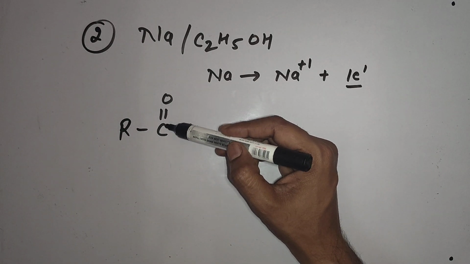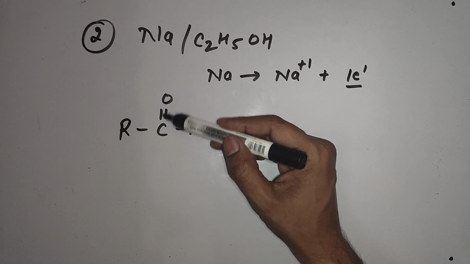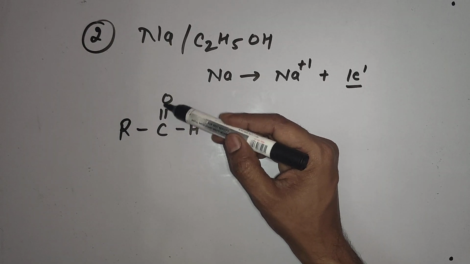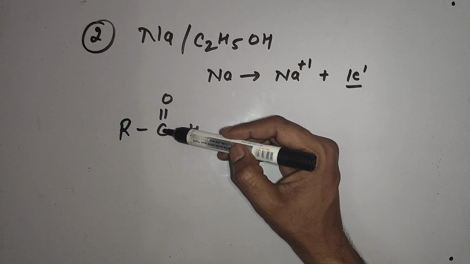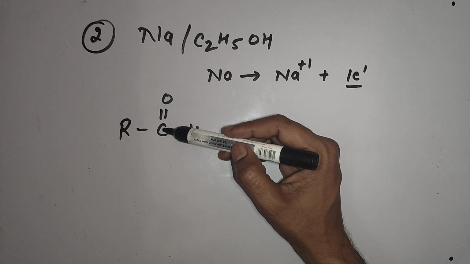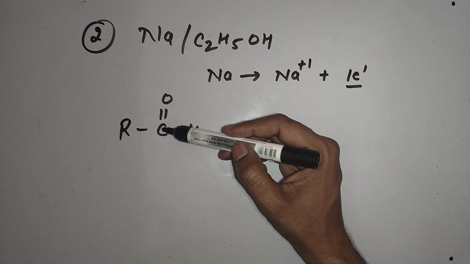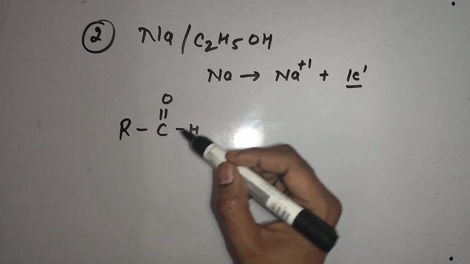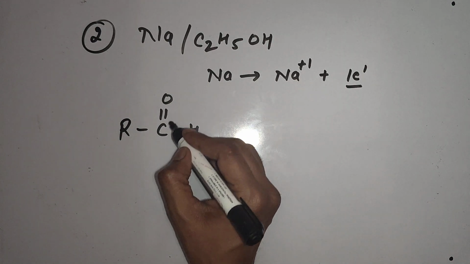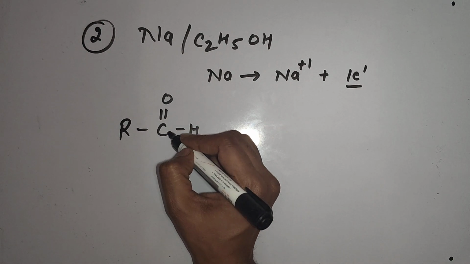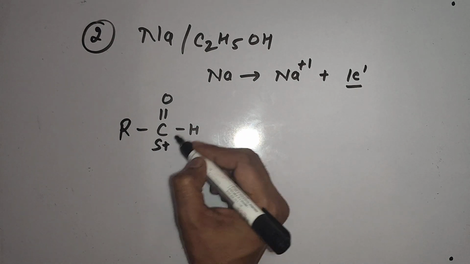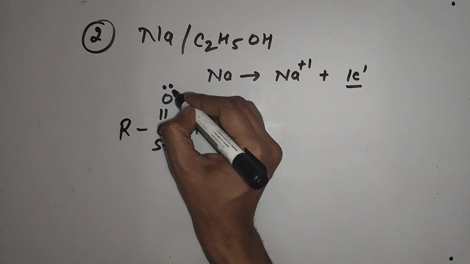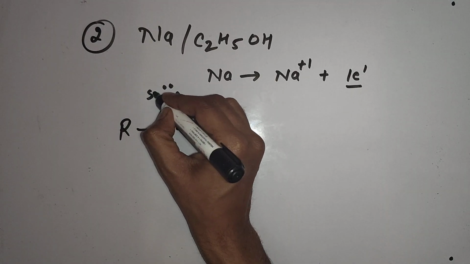Now understand this group, CO group. We call it carbonyl group. It is available in aldehyde, in ketone, in ester, in carboxylic acid, in amides. Now in this, because we know oxygen is more electronegative than carbon, this carbon is carrying positive charge, oxygen is carrying negative charge with 2 lone pairs over there.